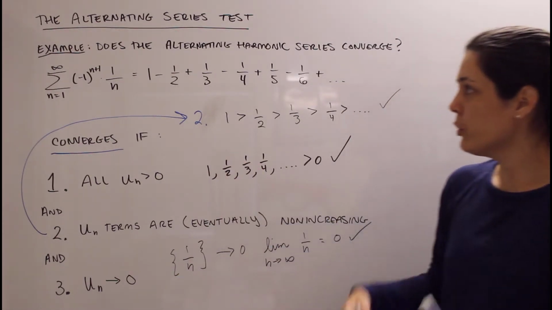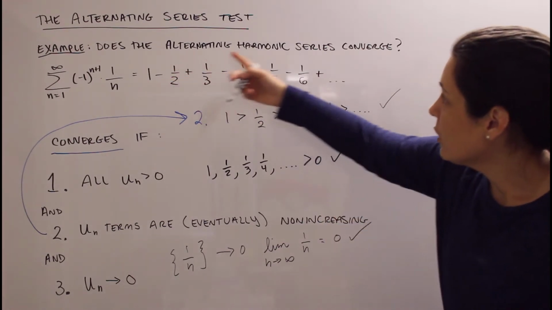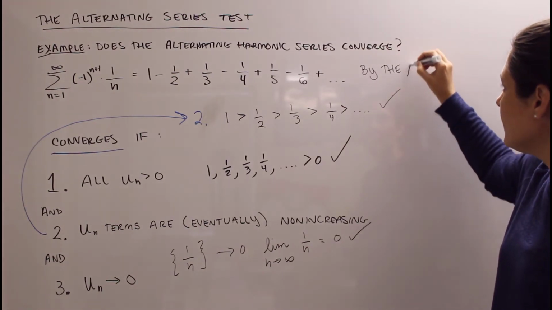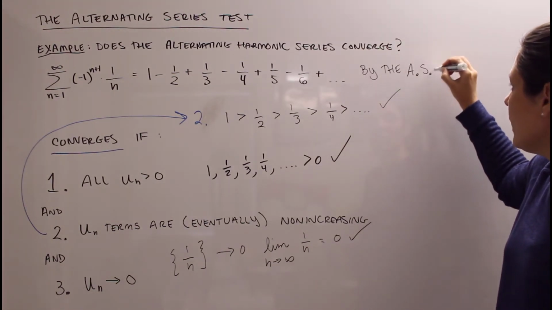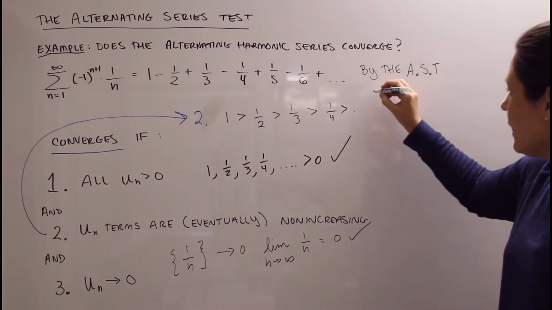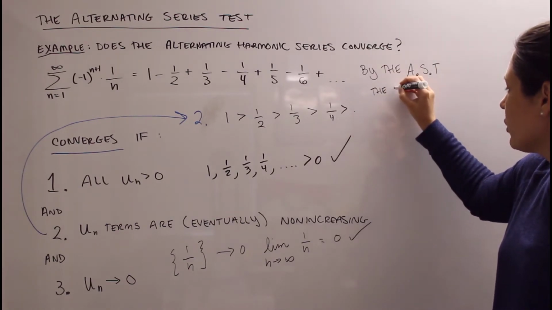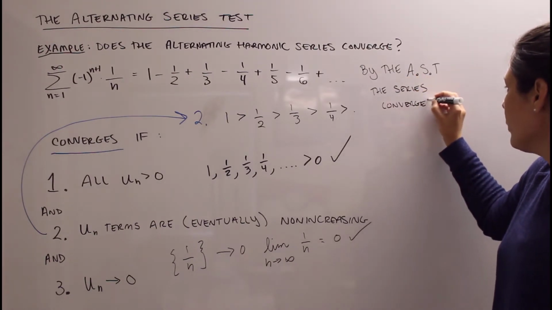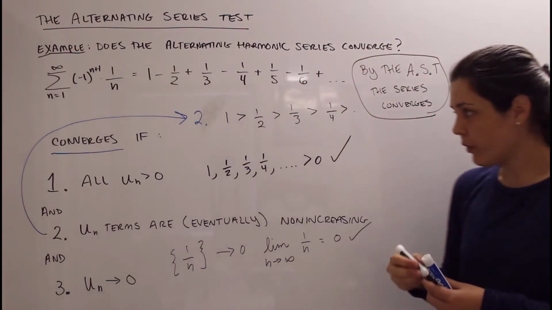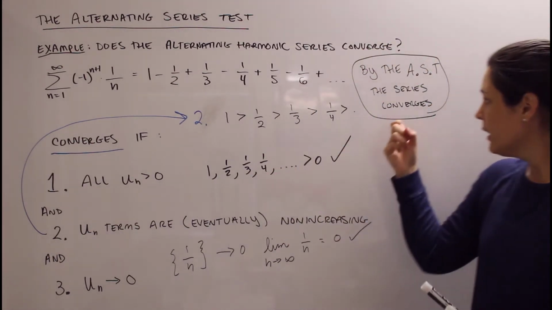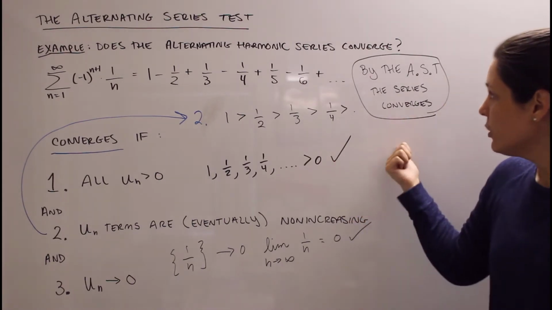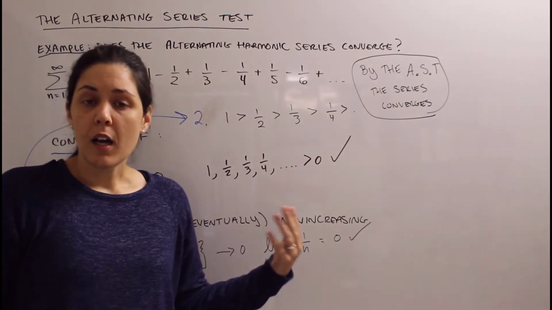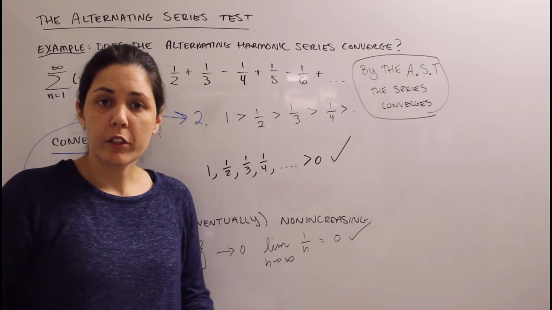So all three things are true. So what you can say is, does the alternating harmonic series converge? By the alternating series test, yes. The series converges. So it's just a test to check. And if we checked and everything checked out, all three parts, yes, this series converges. So, not so bad, hopefully. And if you just go through these three parts, you'll know whether or not your alternating series converges.